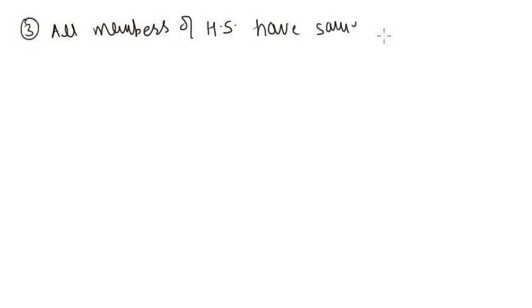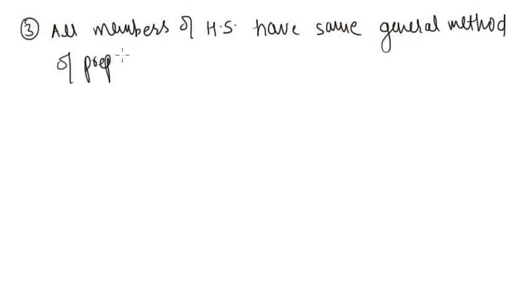Third point, all members of homologous series have the same general method of preparation. They all have the same general method of preparation. It is not like another member of a homologous series can be prepared by another method. All should have the same.